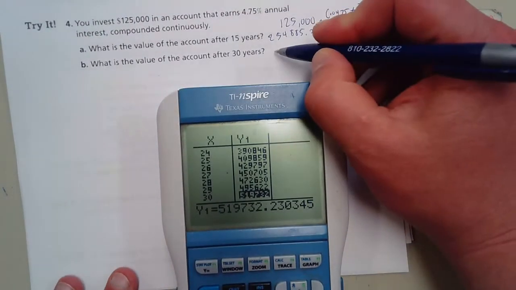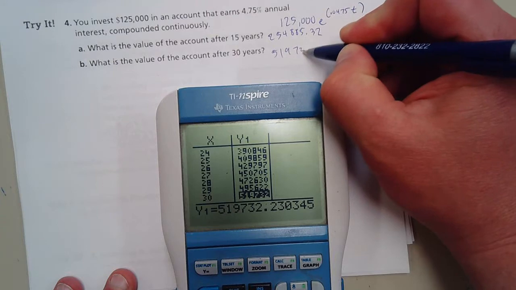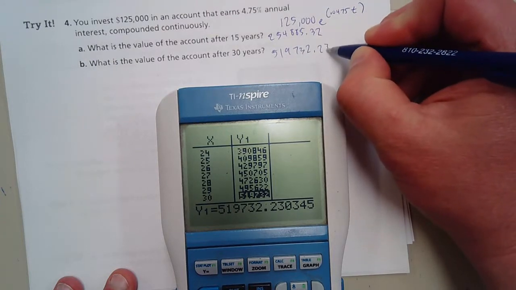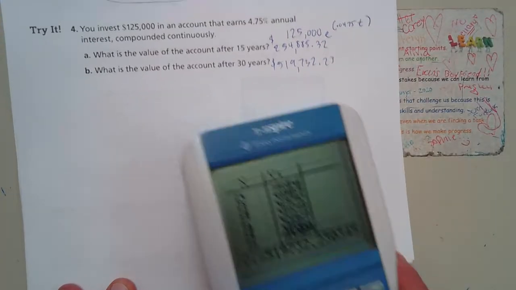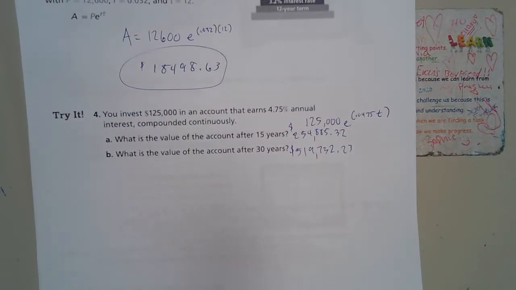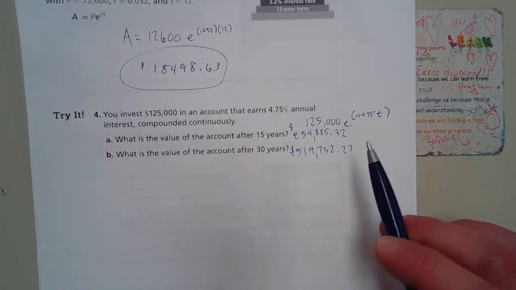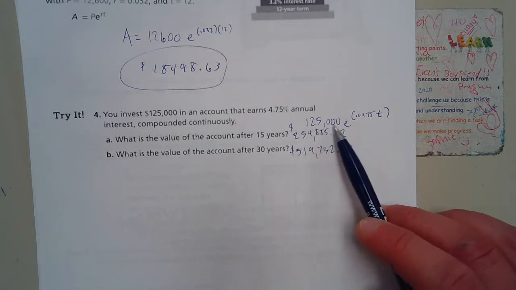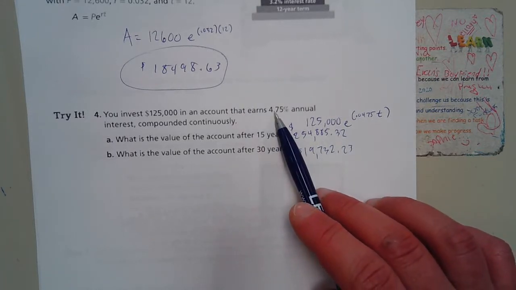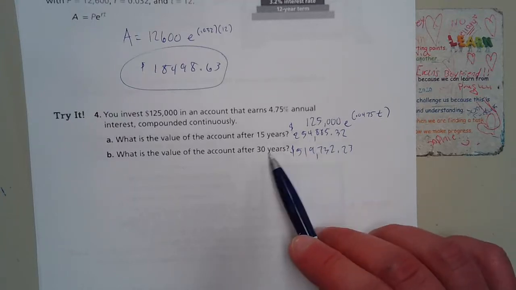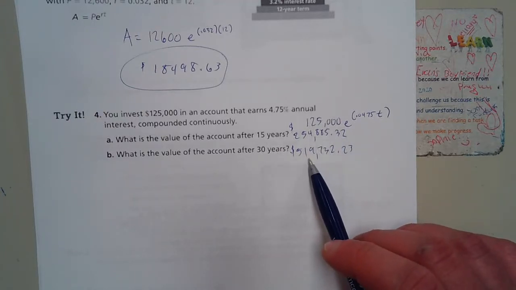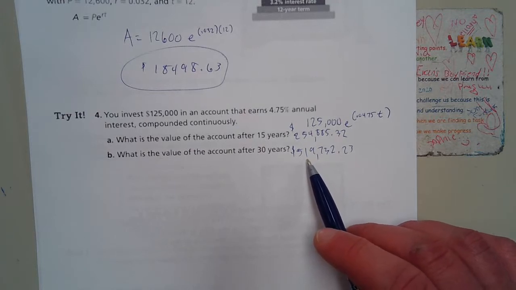So same thing here. 519,732 and 23 cents. Alrighty. Okay. And so this is actually a kind of interesting thing, and we'll talk about this a little bit going forward. But if you're investing $125,000 at this rate, after 15 years, it's more than doubled. And after 30 years, it's basically quadrupled.